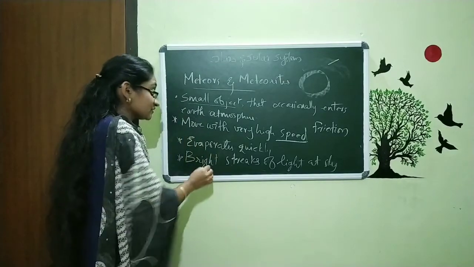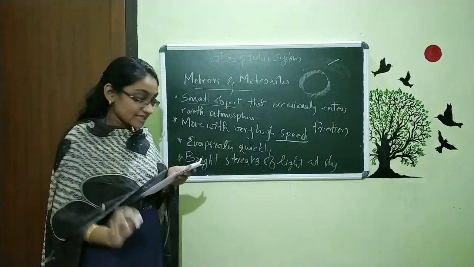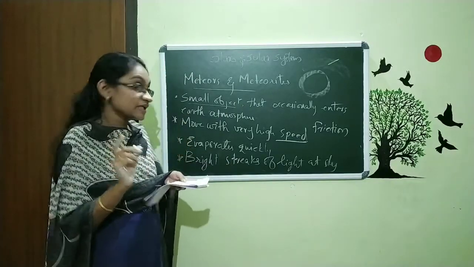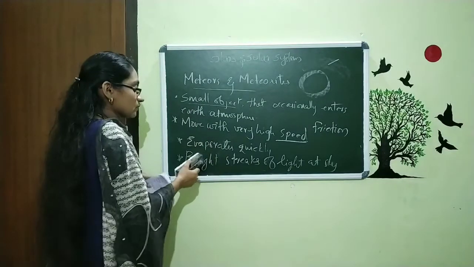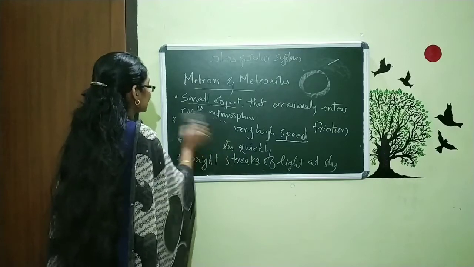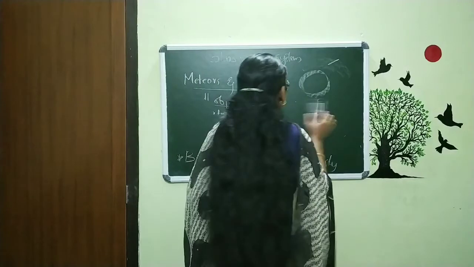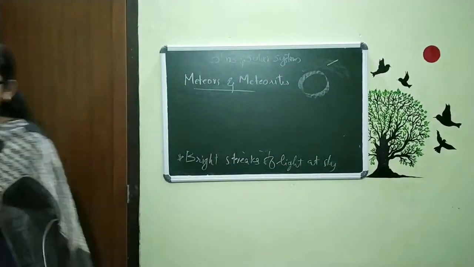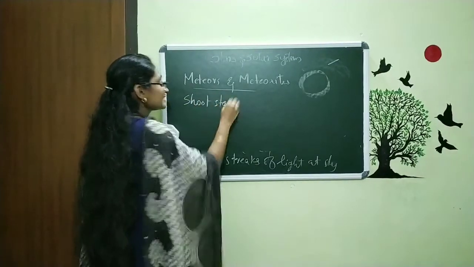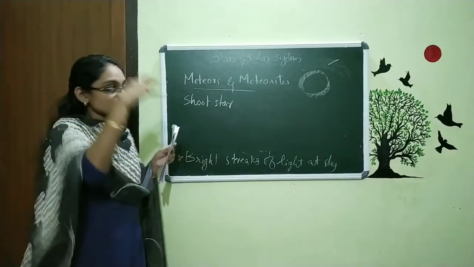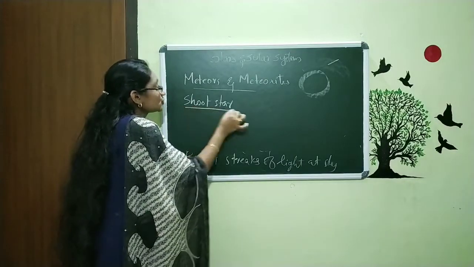At night, some days we can see bright streaks of light in the sky, and that is what actually matters. Commonly we call these bright streaks of light in the sky by a name, and that name is shooting star. The reason is that it moves very fast and then vanishes, so they call it a shooting star.